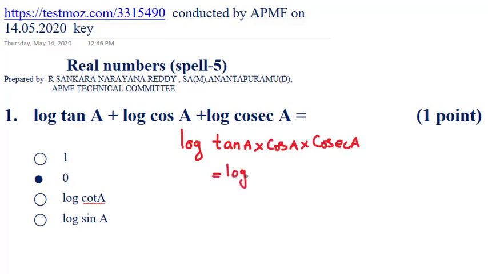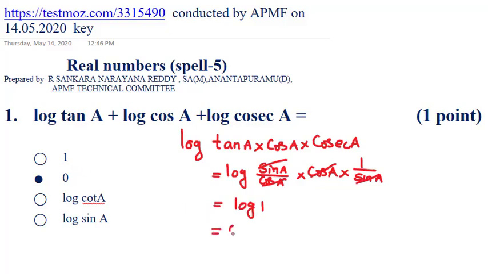So log tan A means sin A by cos A into cos A. We can write cosecant A as 1 by sin A. So sin A will be cancelled, cos A will be cancelled. So log 1 is the answer. The value of log 1 is 0. So the correct answer is 0.